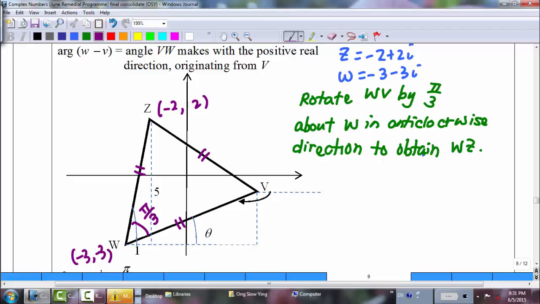Now your job is to find v, but you have your w and you have your z. So how are you going to find v using z and w? Looking at the relation.